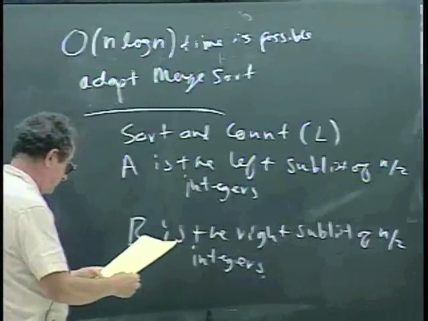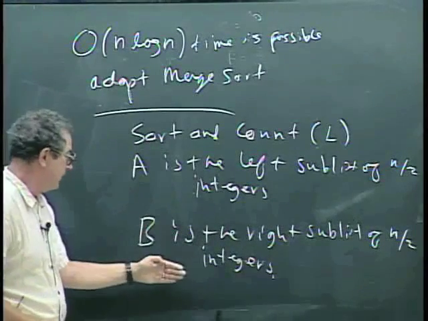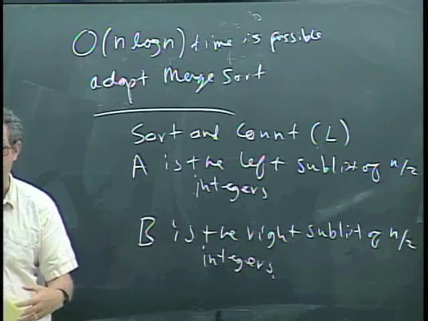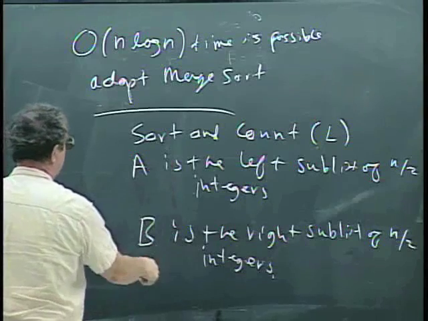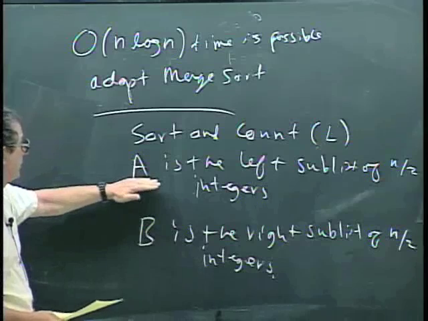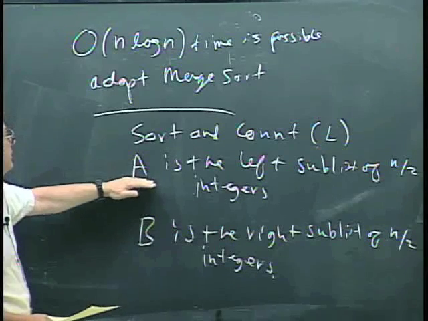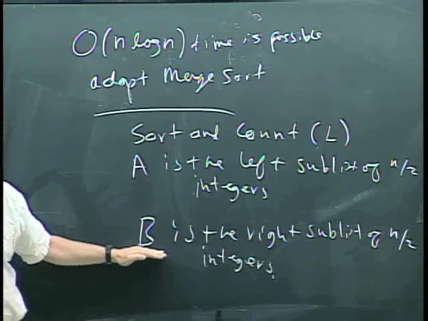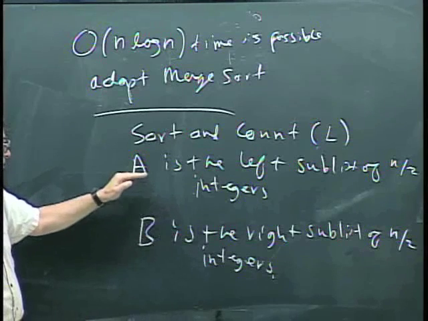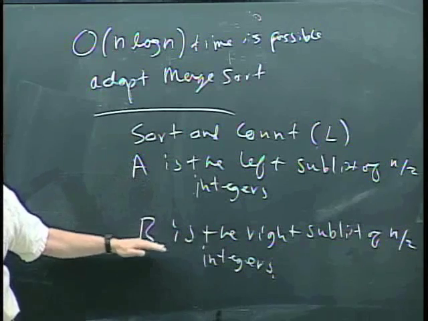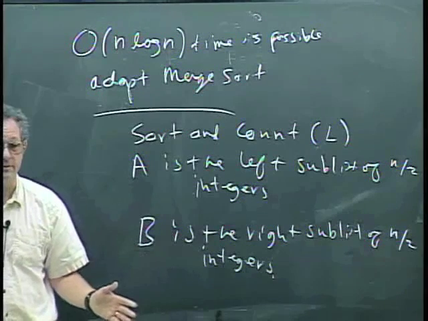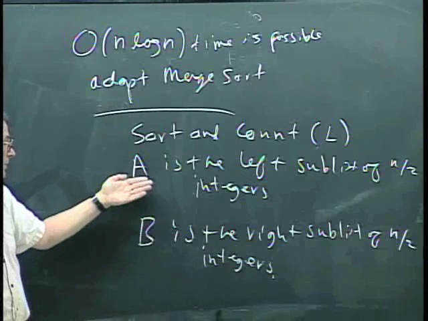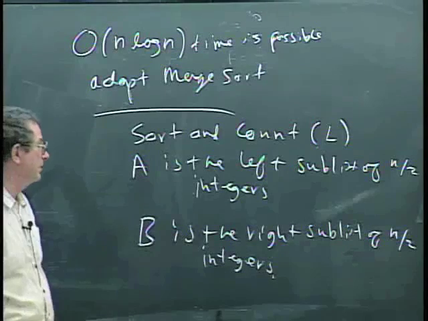And then typically in merge sort, what happens next? You recursively sort A, and you recursively sort B, and then you merge them somehow. So what we're going to do here is we're going to recursively count the number of inversions just in A alone. And we're going to recursively count the number of inversions just in B alone. And then we're going to count the number of inversions where one element comes from A and one element comes from B. Okay? And that's all there is. Every inversion in the whole list L is either strictly inside of A or strictly inside of B, or it has one element in A and one element in B. And there are no other possible kinds of inversions.